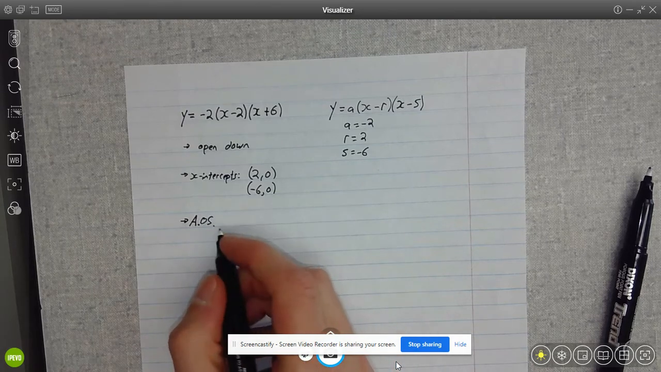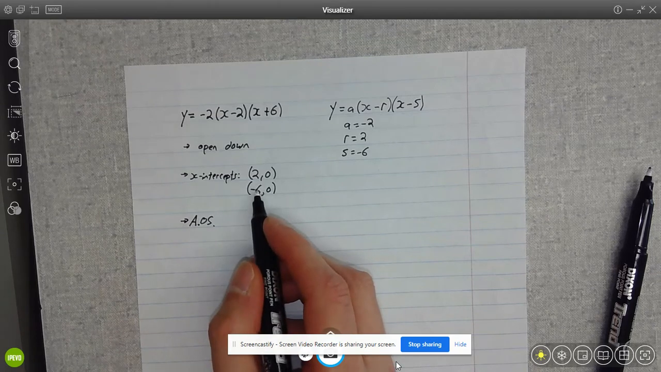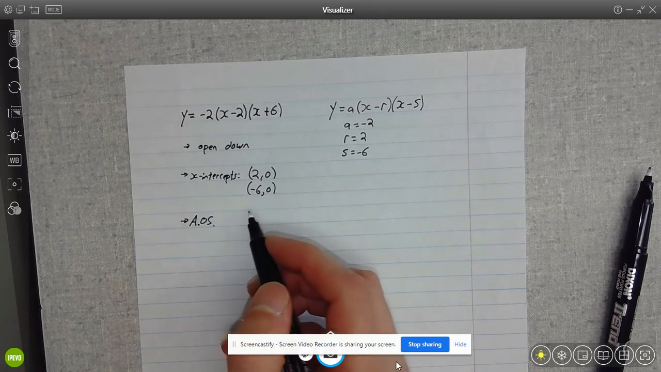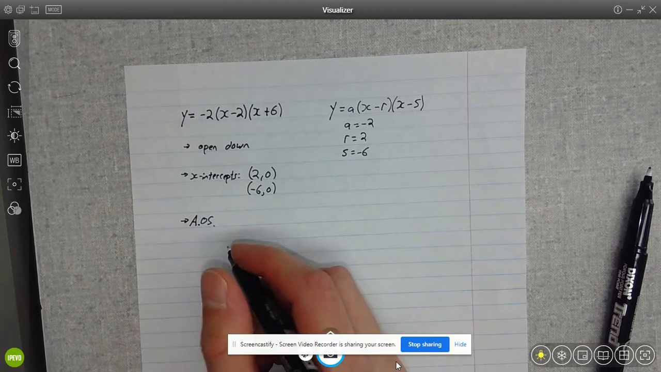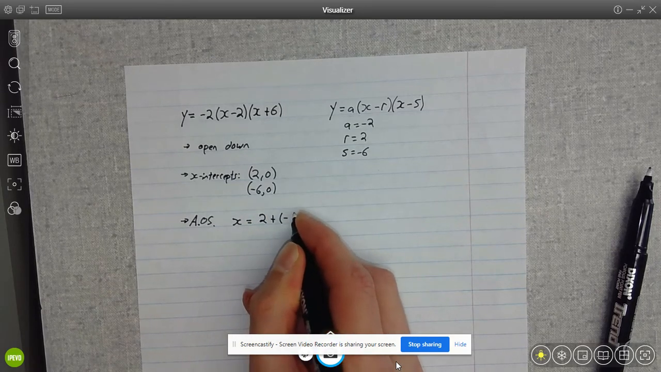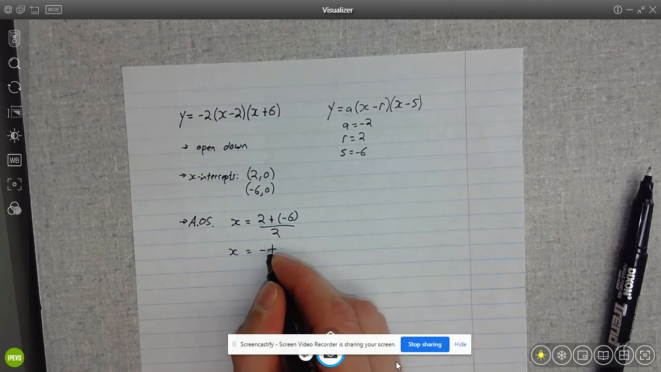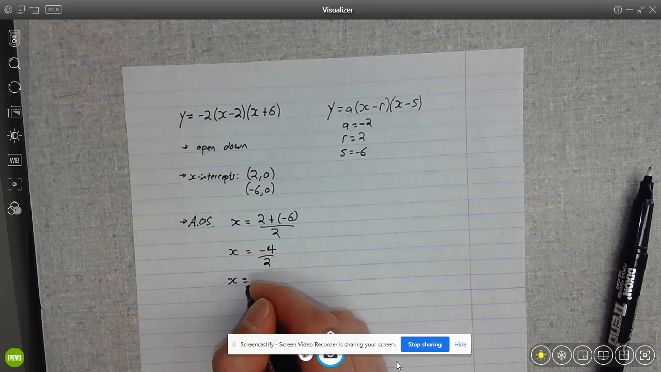So to find the point directly in between, I could either count on a graph, but I could also just find the average. So what I mean by that is I could add these together and divide by 2. So my AOS is going to be 2 plus -6 divided by 2. So I have -4 divided by 2. So my AOS is at -2.